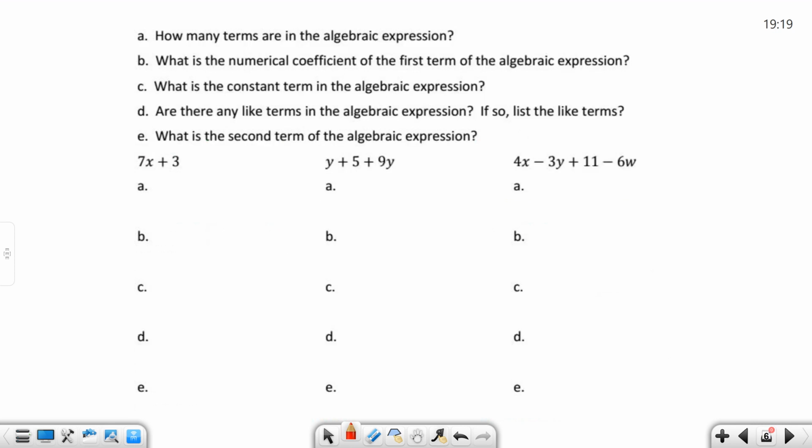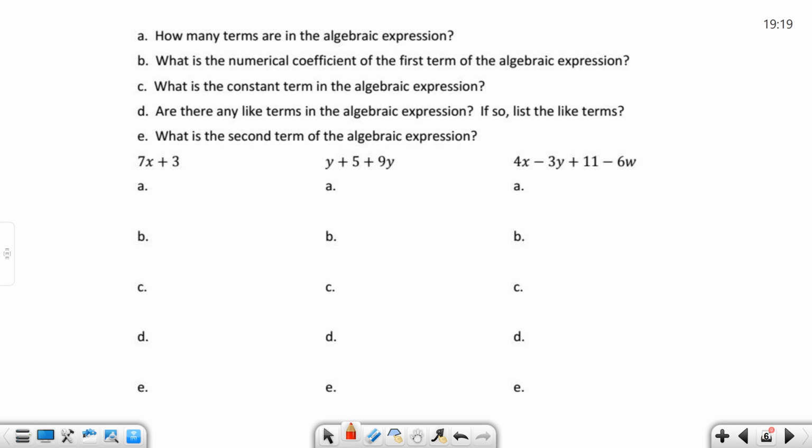So let's talk about some of this terminology. For part A, I want you to say how many terms are in each algebraic expression. Part B, what is the numerical coefficient of the first term? Part C, what is the constant term? Part D, are there any like terms? If they are, list them. And then, what is the second term of the algebraic expression? So let's look through here.